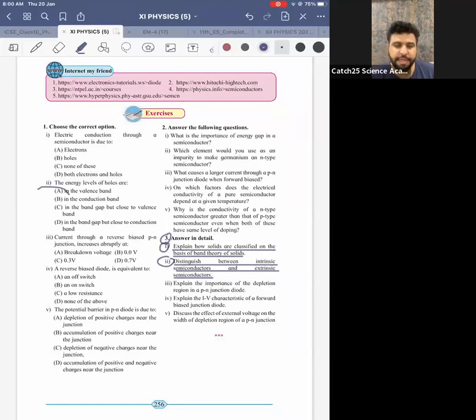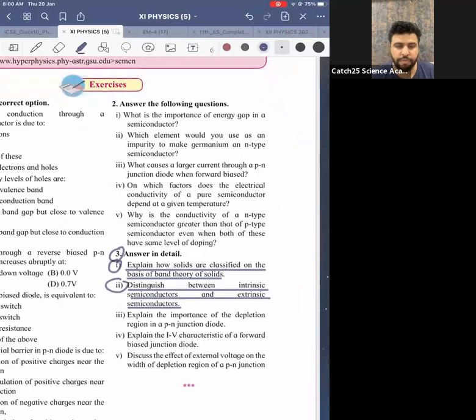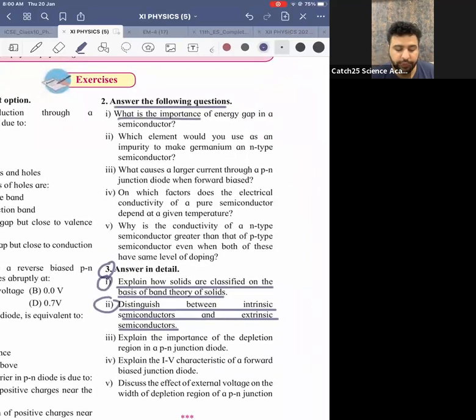Now look at the question above. Main question number two. What is the importance of energy gap in a solid? It is not about semiconductor, it is in a solid. We have drawn the table. You have to draw the same table.